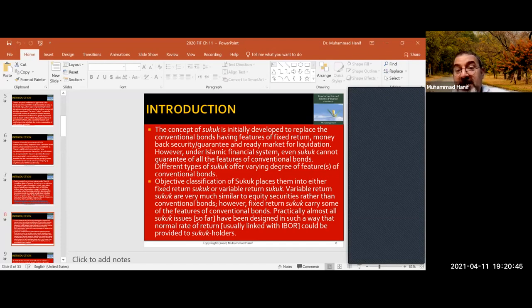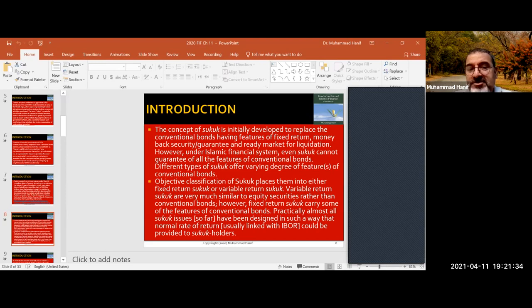Different types of Sukuk offer varying degrees of features of conventional bonds. Objective classification of Sukuk places them into either fixed return Sukuk or variable return Sukuk. Basic design of Sukuk is not a fixed return Sukuk, but practically the banks and financial institutions or governments which are issuing Sukuk, they design in such a way that the investor gets a competitive return. And when we say competitive, we mean it is comparable with conventional finance. Variable return Sukuks are very much similar to equity securities rather than conventional bonds. However, fixed return Sukuk carries some of the features of conventional bonds.